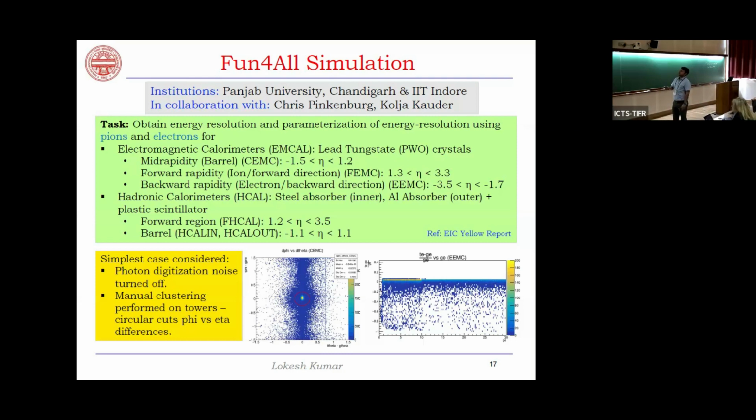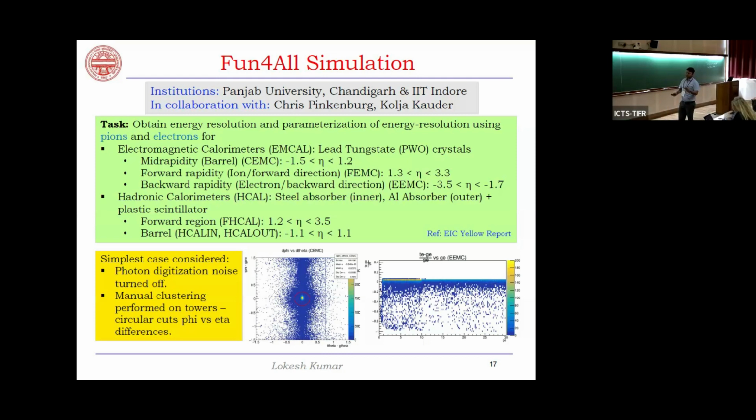software groups. For example, first was Fun4All simulation. Institutions involved were Punjab University and IIT Indore, and this work was done in collaboration with Chris and Kolya. The task was to obtain the energy resolution and parameterization of energy resolution using pions and electrons for electromagnetic and hadronic calorimeters. And this plot shows delta phi versus delta eta.